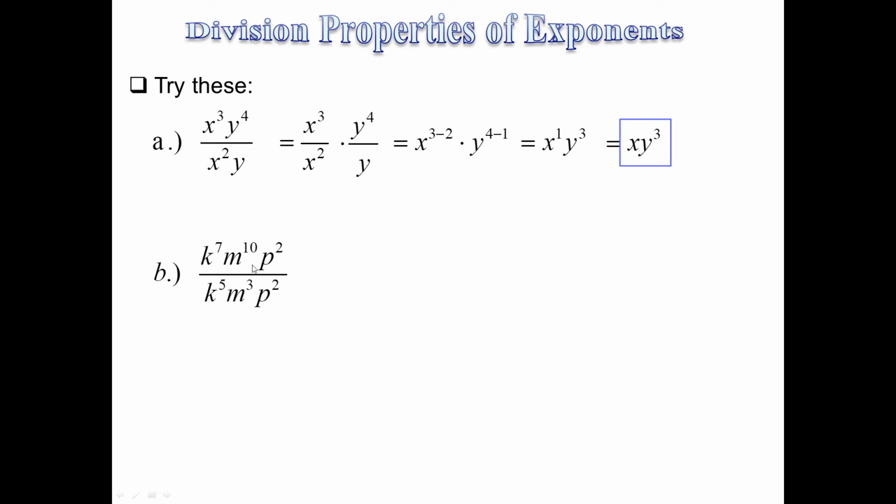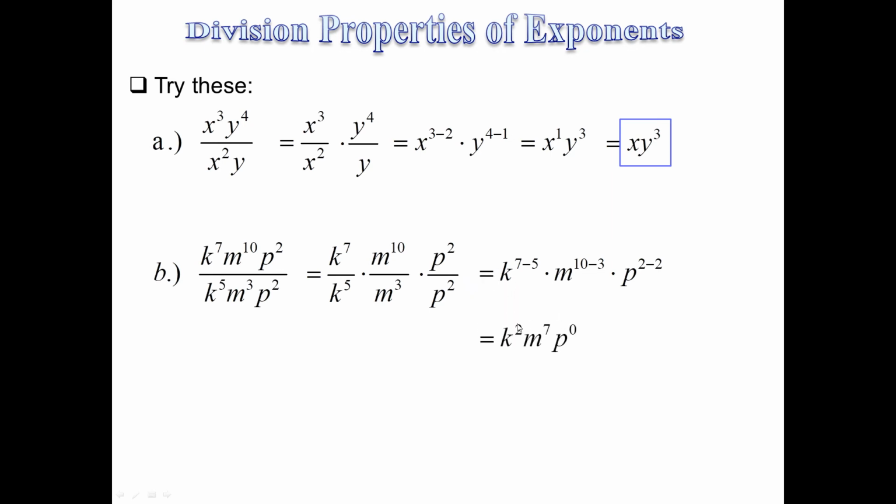Okay, let's do the same thing here, but we have 3 different variables. We've got k, we've got m, and we've got p. I'm going to keep the base and subtract, keep the base and subtract, keep the base and subtract. Okay, so 2 minus 2. So I get k to the second, m to the seventh, and then p to the 0.